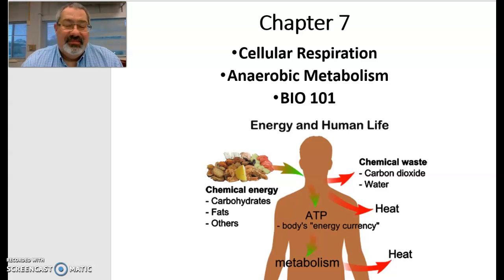Good morning. We're going to finish up chapter 7 with this third video. The primary topic is going to be the evolution of life and the first forms of anaerobic metabolism in bacteria or organisms that basically lack a membrane-bound nucleus and other such organelles.